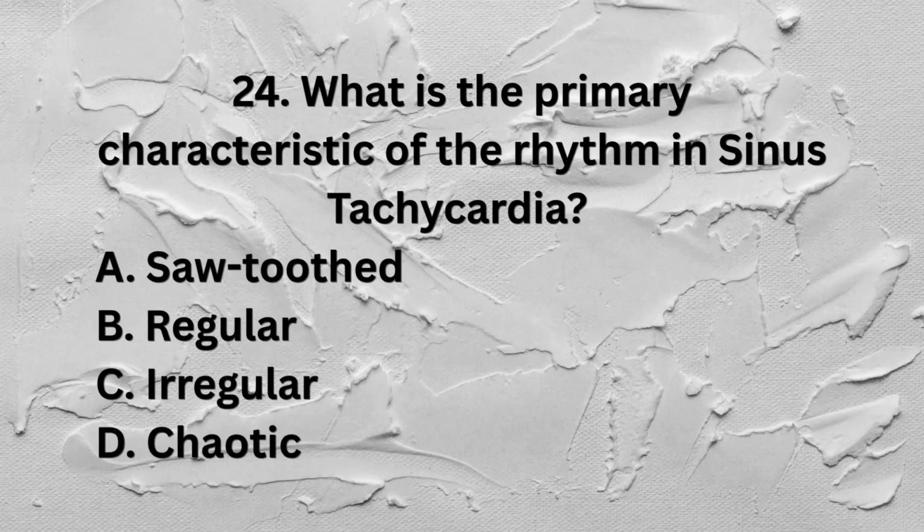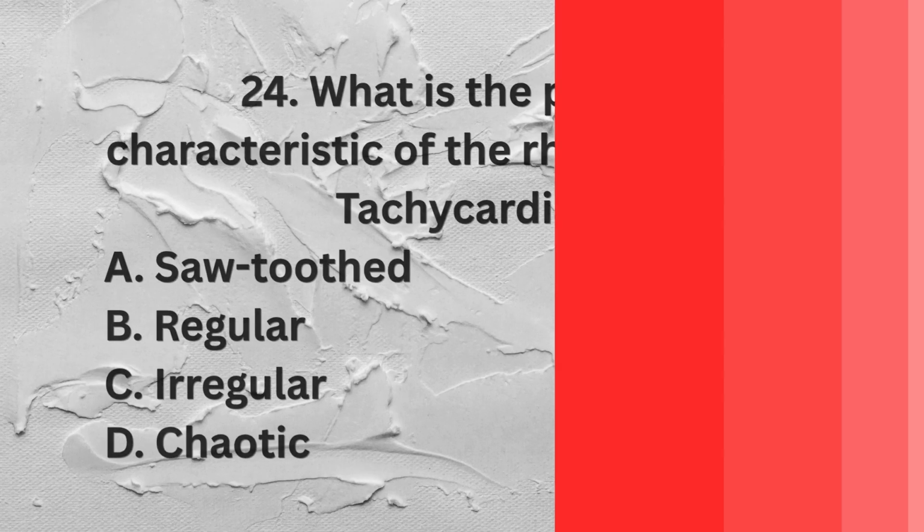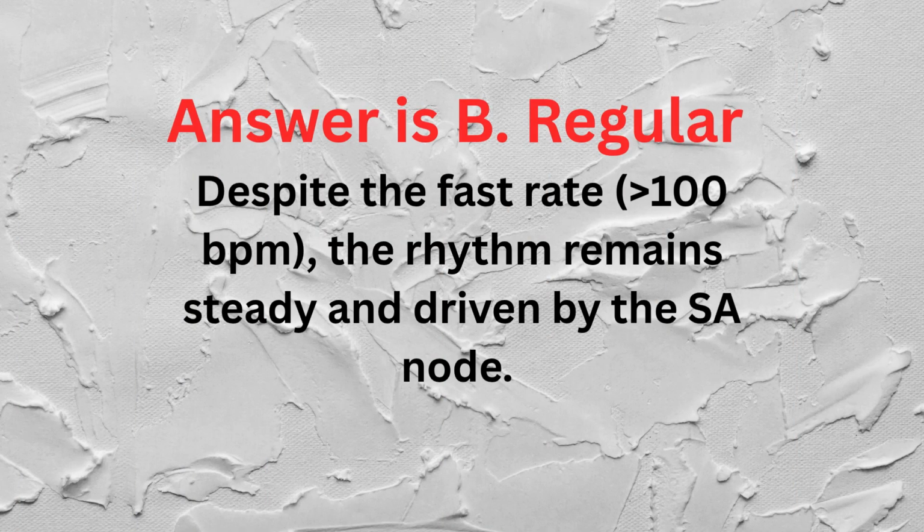What is the primary characteristic of the rhythm in sinus tachycardia? A. Sawtooth. B. Regular. C. Irregular. D. Chaotic. Answer is B. Regular. Despite the fast rate, greater than 100 bpm, the rhythm remains steady and driven by the SA node.